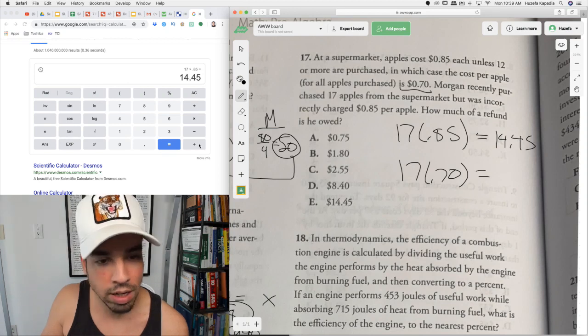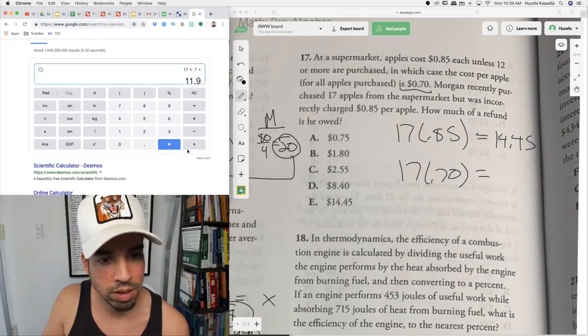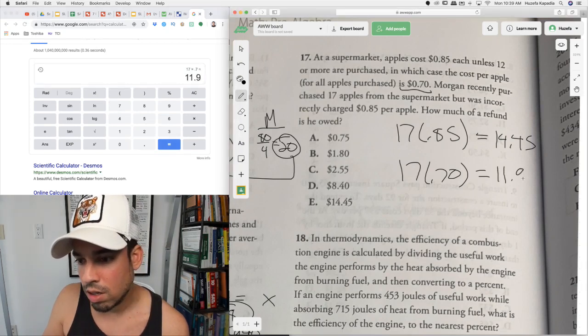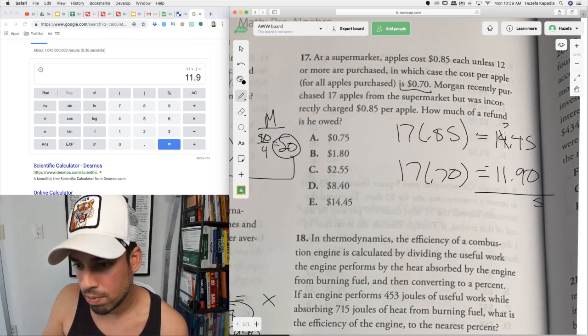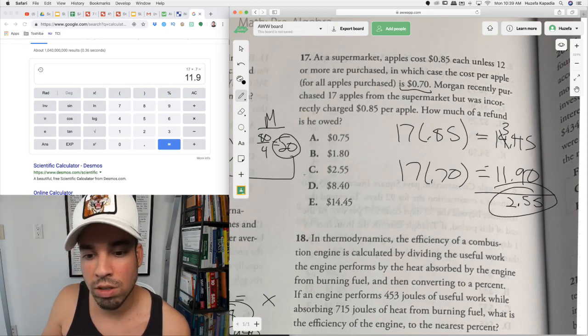1445. That's how much she paid. And then 17 times 0.7 is $11.90. That's how much she should have paid. So for the refund, now we just subtract it. 14 minus 9 is 5. And then 3 minus 1 is 2. She is owed $2.55.